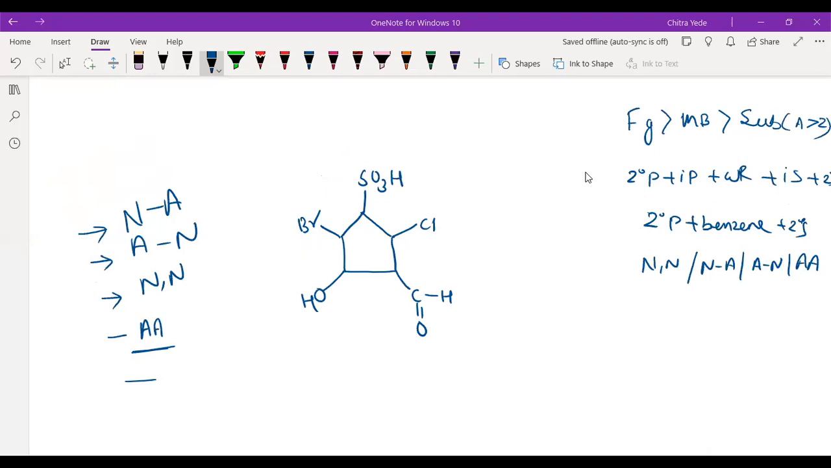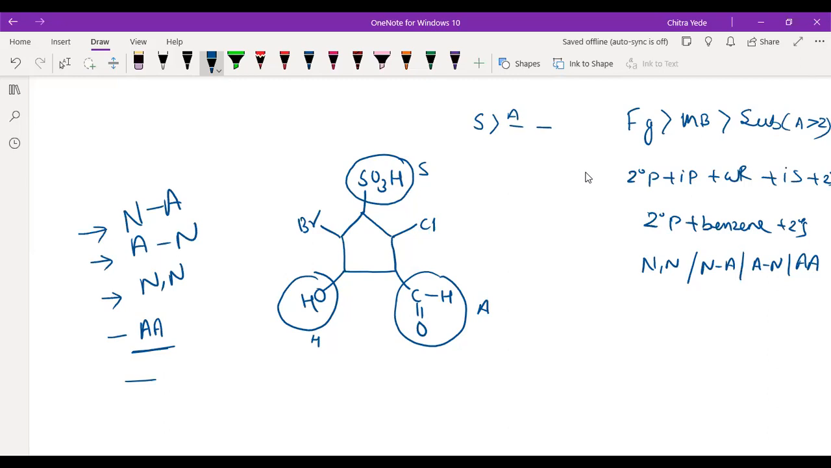See, here we have sulfonic acid group. Here we have aldehyde and we have alcohol group. All these three are functional groups. This is sulfonic acid, here it is aldehyde and here it is hydroxyl group, means alcohol group. So here sulfonic acid has more priority than these two. Is it or not? Do reply, beta. Yes, sir.